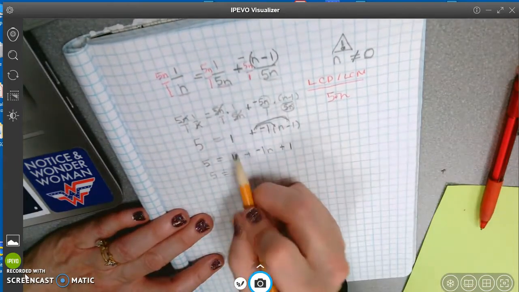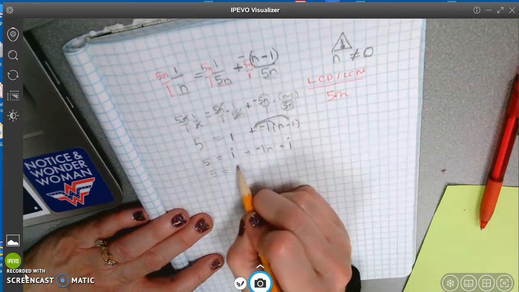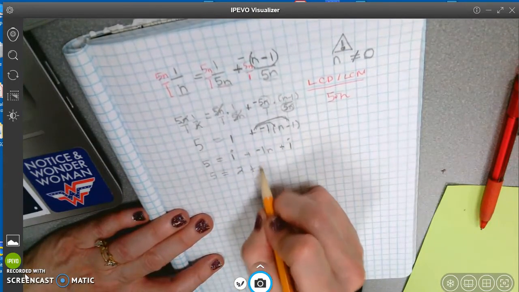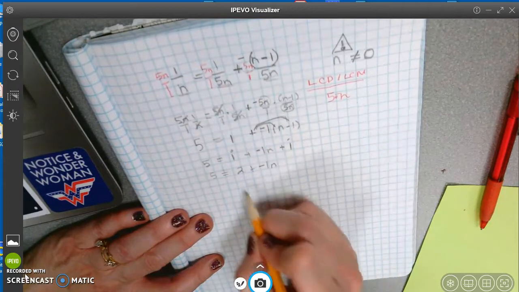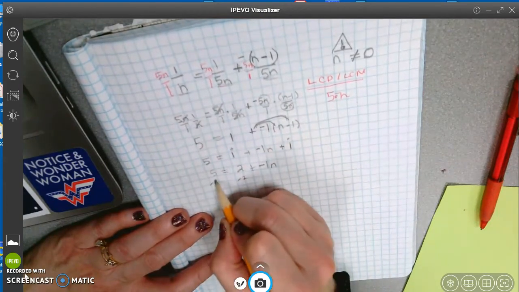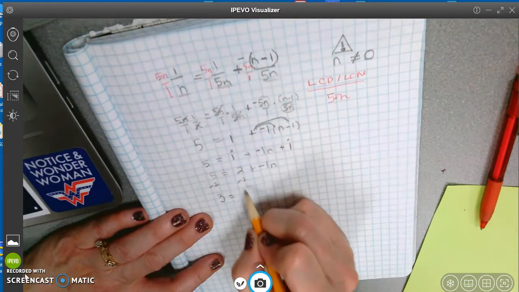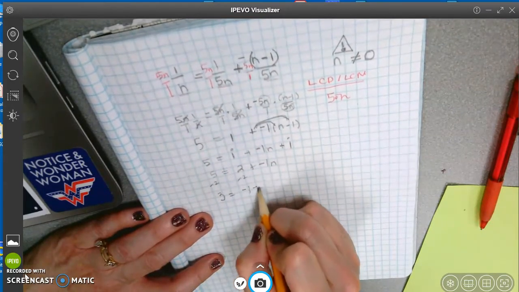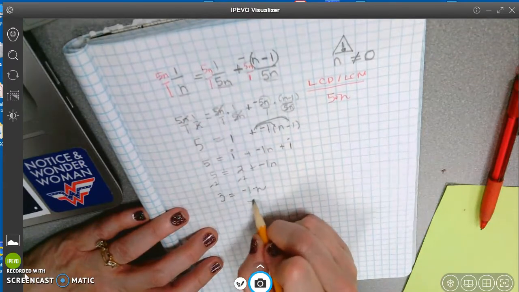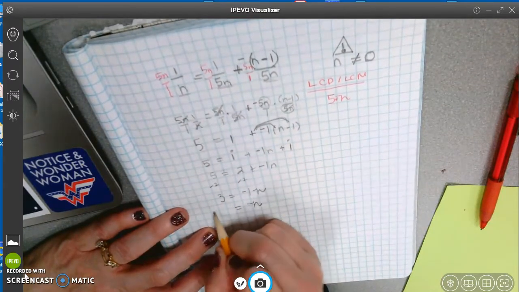5 equals, we've got a 1 and a 1 is a 2, plus negative 1n. I'm going to move my 2 by inverse operations. That'll turn into a subtraction on a 3. Goners. Leaves me with a negative 1n. I can divide by negative 1. So my answer is negative 3.